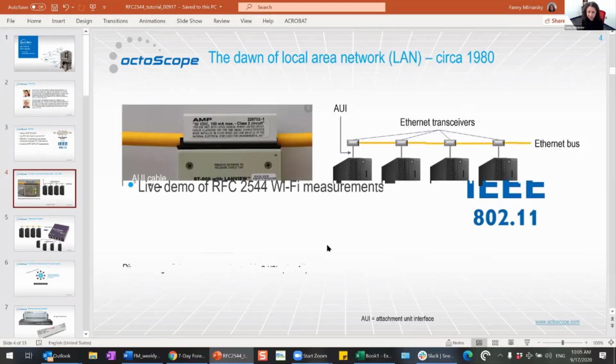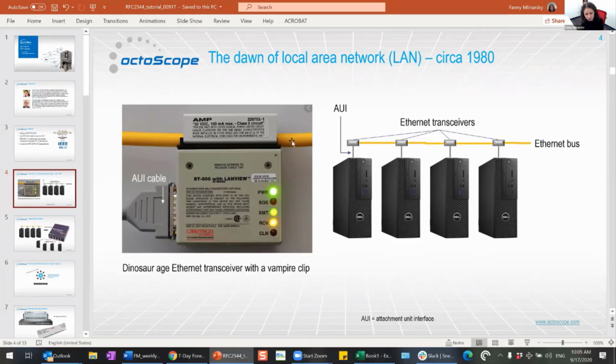So this is ancient history, folks. Back when I graduated from college and I came to Boston for my first job, it was with Chipcom Corporation. And actually it was my second job. Chipcom Paradigm was my first job. Chipcom made Ethernet switches. But before the switches came about, we had this very ancient dinosaur age technology.